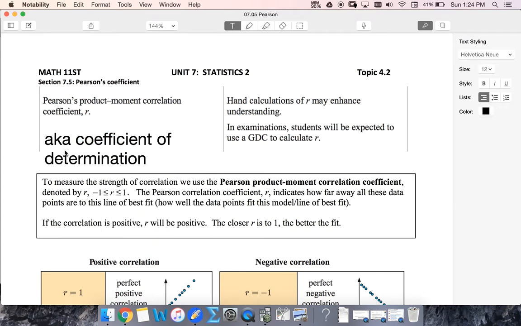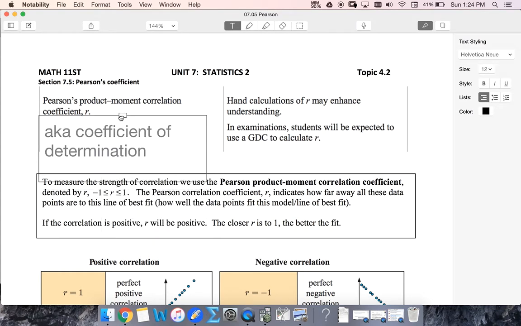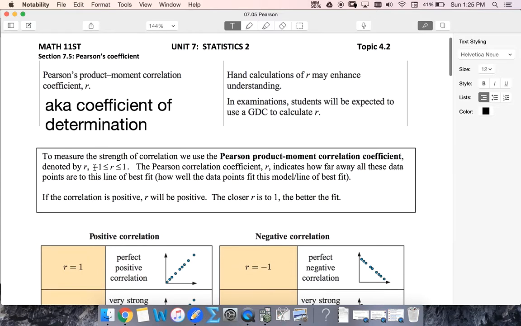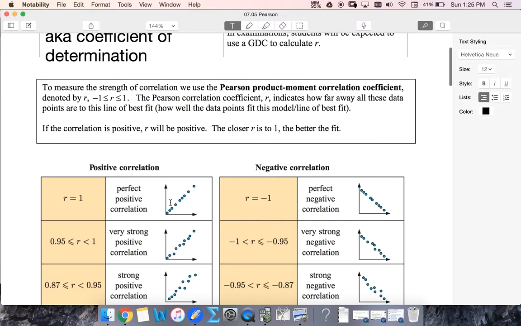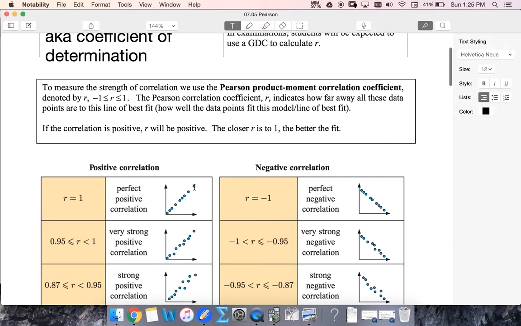So this coefficient of determination is a measure of how strong the correlation is. And it's always a number between -1 and 1. The closer to 1, the stronger the fit. So if your points make an exactly straight line, I can connect them with a single straight line, then I've got an R value of 1 if it's positive. If it's negative, if the slope points down, then it's -1.